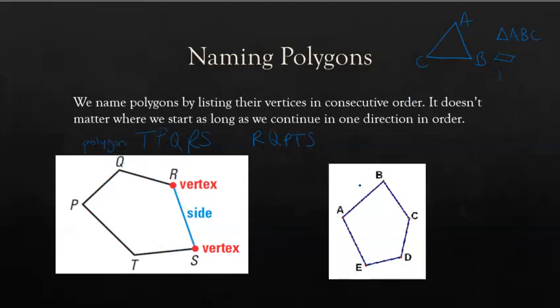What about this one? What name would you like to give this one? It might make a lot of sense just to go in order on this one. We could call it polygon A, B, C, D, E. But remember, you could start anywhere, and so we could call it D, E, A, B, C. So practice naming your polygons. Remember that you just want to go in order around. So just connecting the dots, and you will have it named correctly.